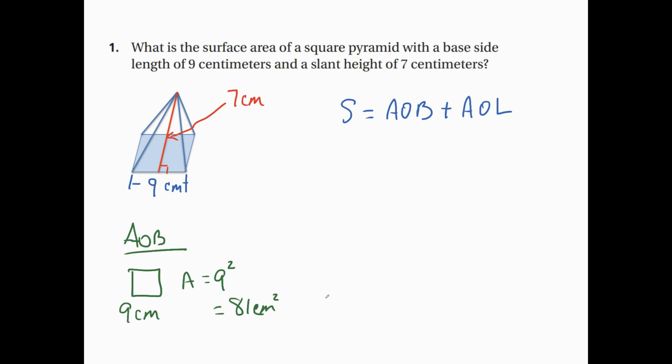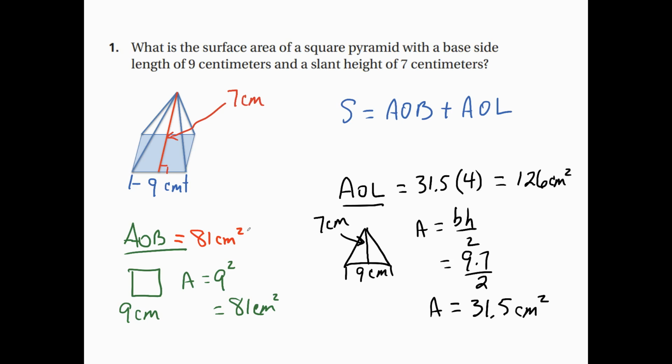I go over here and I calculate that area of the base, and it's 81 centimeters squared. And then I go ahead and calculate the area of the lateral faces. I find the area of one of those triangles, and then I multiply it by 4, which is what I did here. So that gives me the area of the lateral faces. And then I add those two measurements together and make sure that I include my units, centimeters squared. Okay, so that is how you find the surface area of a pyramid.